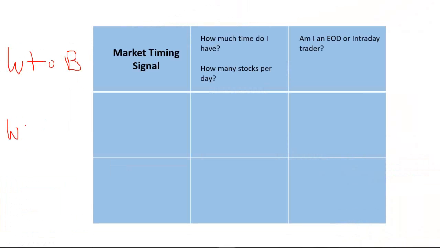The second one is what to buy. Forgive my handwriting here. It's very difficult to write with a mouse.